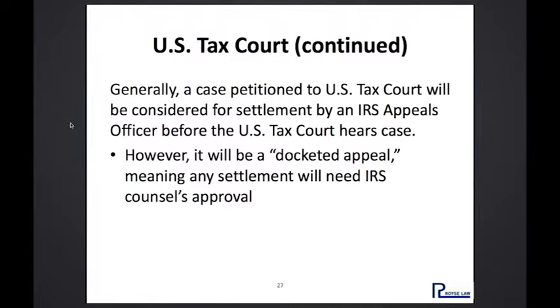And it's important to note that an advantage to the tax court route is that a case petitioned to the U.S. Tax Court will generally be considered for settlement by an IRS appeals officer before the tax court hears the case. However, since the case is on the tax court docket, it will be a docketed appeal, meaning any settlement will need to be approved by IRS counsel.